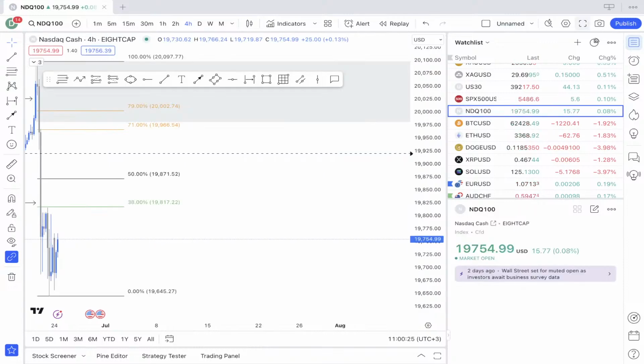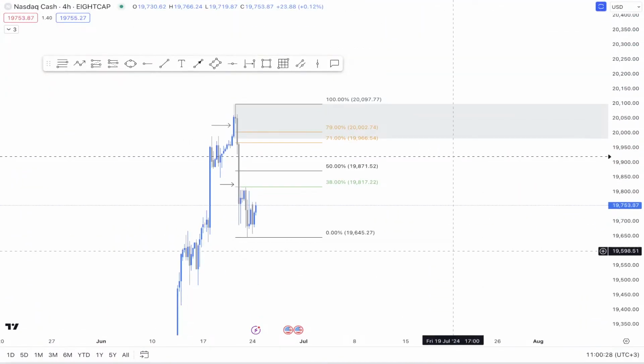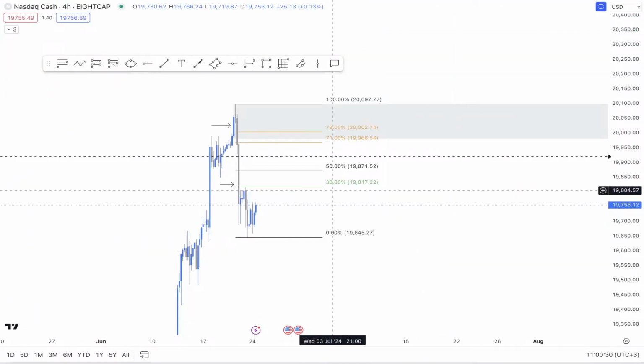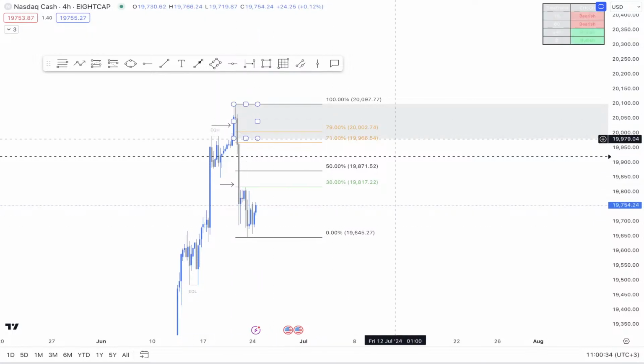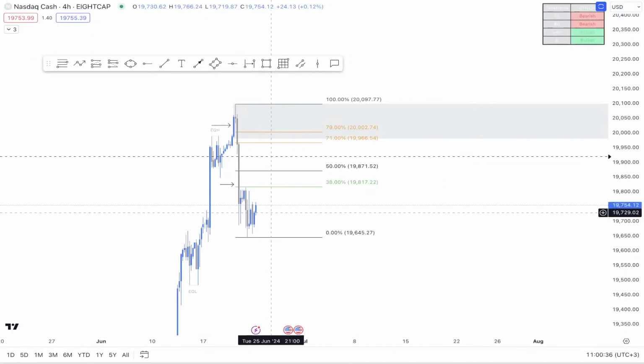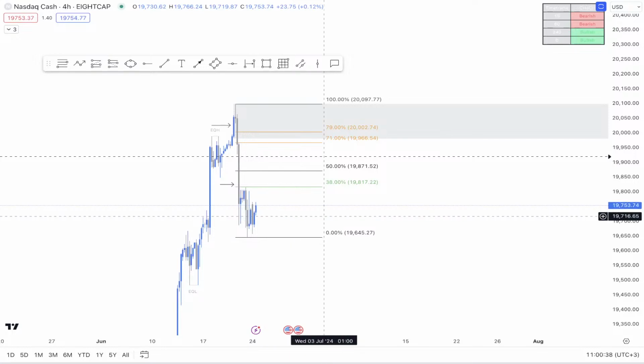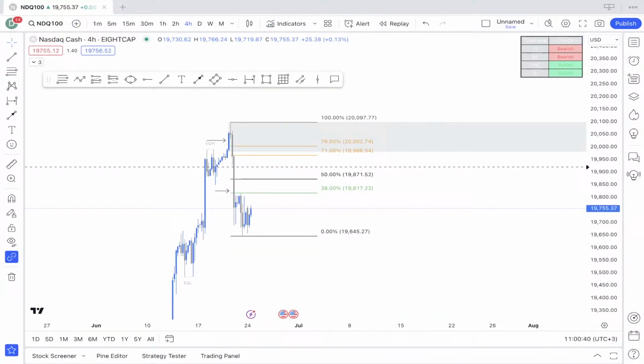And lastly, we have NAS 100 for our indices analysis with a very similar setup to SPX. Liquidity sweep, aggressive break, unmitigated order block lining up with the area of interest. And once again, it is very important now to see if we manage to get a corrective pullback. And that was about it for today's indices analysis.